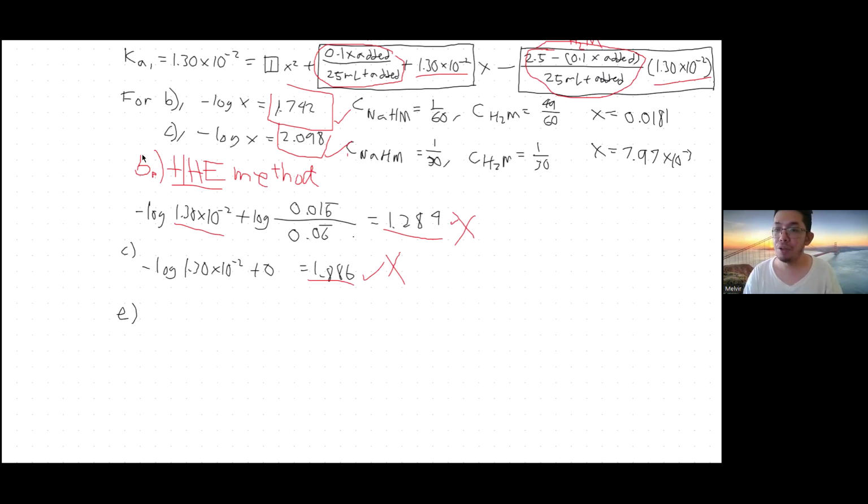Okay, so your X is 0.0181. So let me check. Kung same tayo. Okay, 1.81. Okay, correct. And then 7.97 times 10 to the negative 3. Okay, so these are correct, no? So ngayon, ito yung mga values mo ng hydronium ion concentrations.